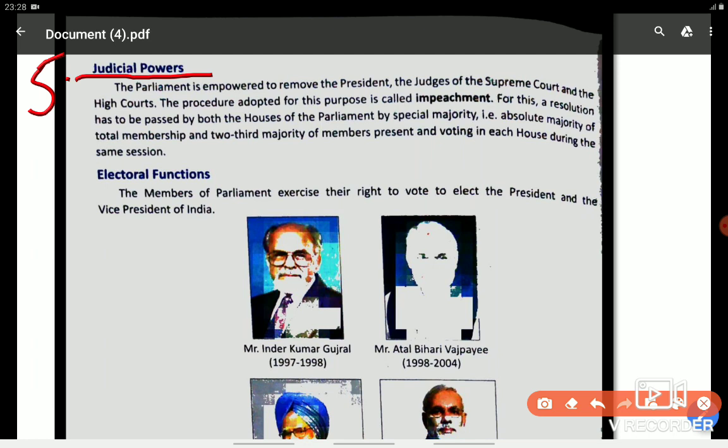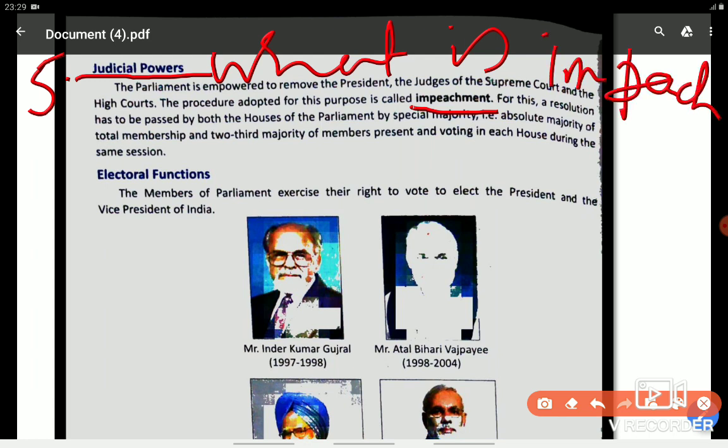The Parliament is also empowered to remove the President, and along with that the judges of Supreme Court and High Court. The procedure adopted for removing the President and the judges of Supreme Court and High Court is called impeachment. From here the question comes: what is impeachment, and from where have we taken this impeachment?